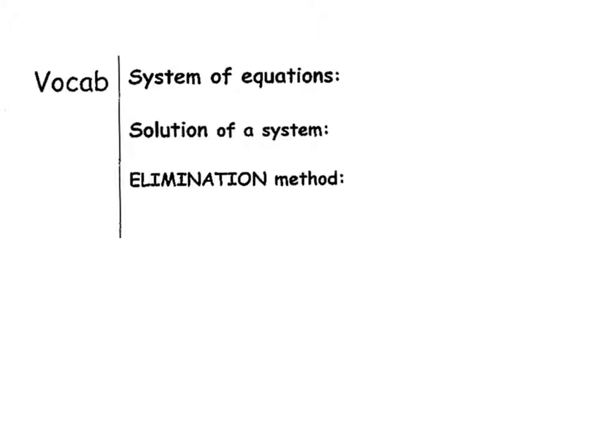So the first thing you have on your paper is some vocab words that you saw on Tuesday. System of equations. So a system means what? What would that vocab word mean? What is a system of equations? A group. There's two of them. So two what? Two equations.